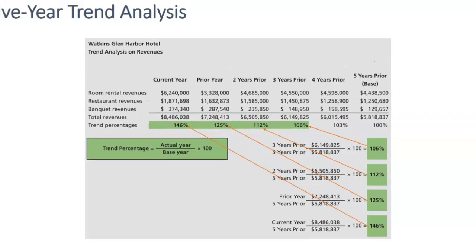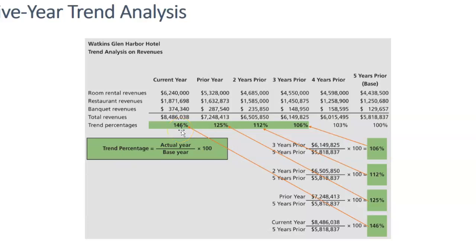Okay, so this is a 5-year trend, and this is our base. Our base year, say for total room rental, is 4.4 million. Then 4.5, which went down a little bit, I think. 4.6, the current year is 5.3, or prior year is 5.3, so there is 6.2. And you can see that these trend percentages increase from 106% to 112, 125, 146.